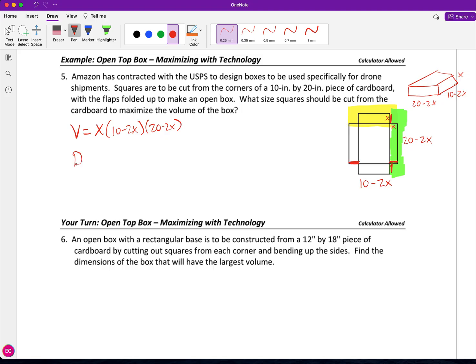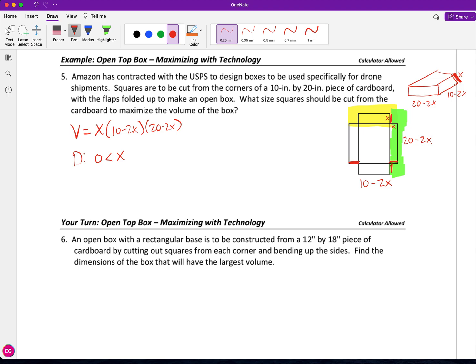And we want to figure out our domain right away. So let's think about this. X is one of our side lengths. So I can actually start off by saying I know that x must be bigger than 0, because if it wasn't, then this vertical height way over here is going to be negative, and that doesn't make a whole lot of sense.